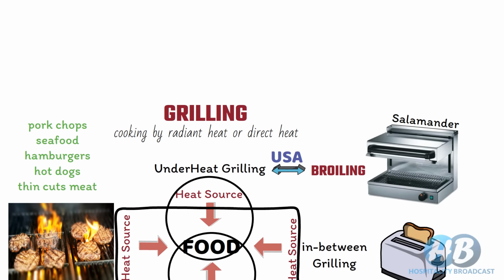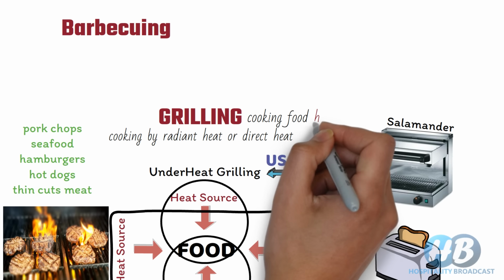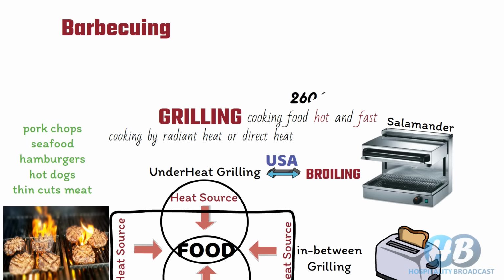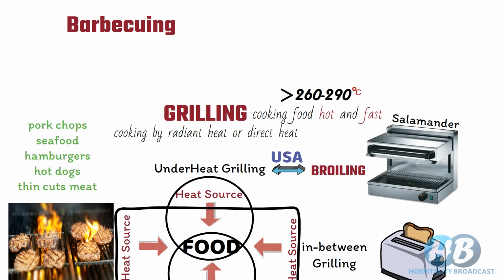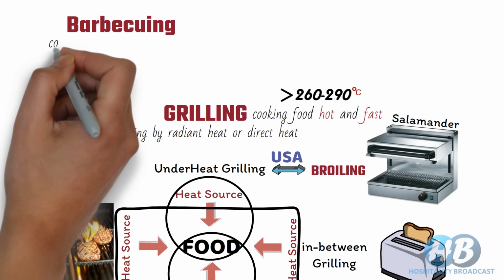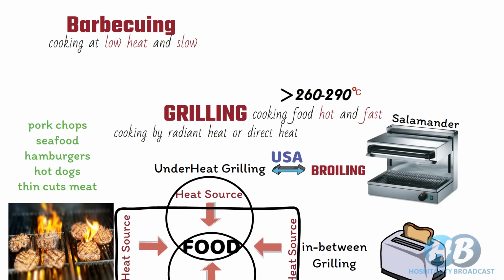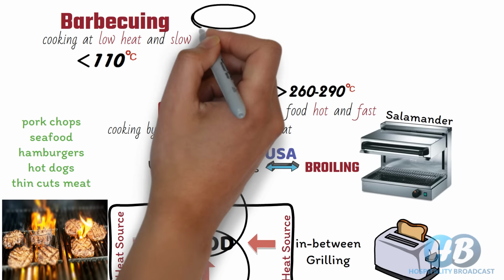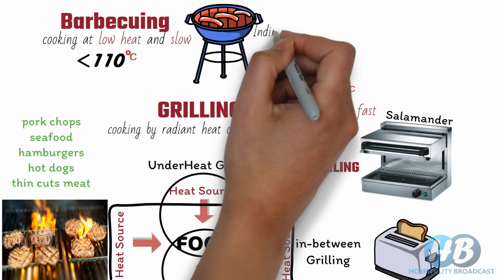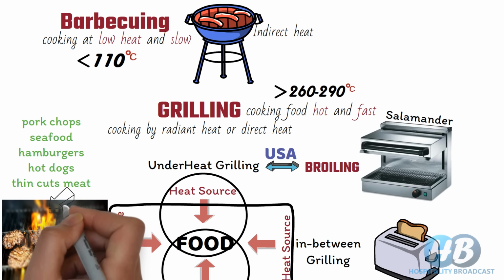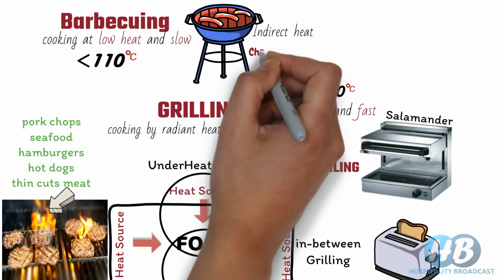Further, there is also a similar term to grilling, barbecue. Sometimes the terms are used interchangeably. The very difference is that grilling is cooking food hot and fast, near about 260 to 290 degrees Celsius, whereas barbecuing is cooking at low heat and quite a slow process, usually at 110 degrees Celsius or lower. Barbecuing is done with indirect heat as compared to direct heat in grilling.